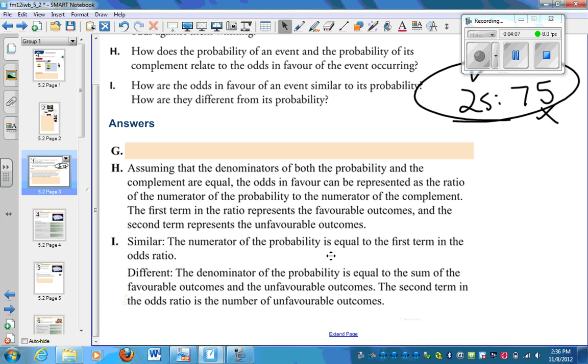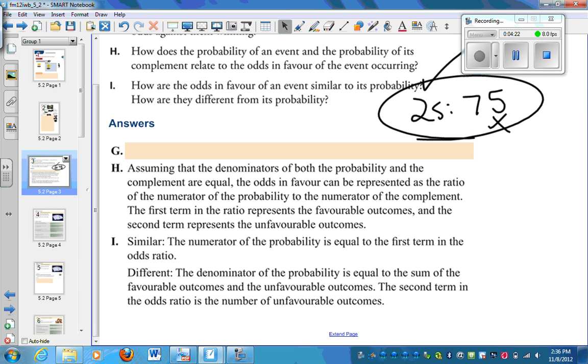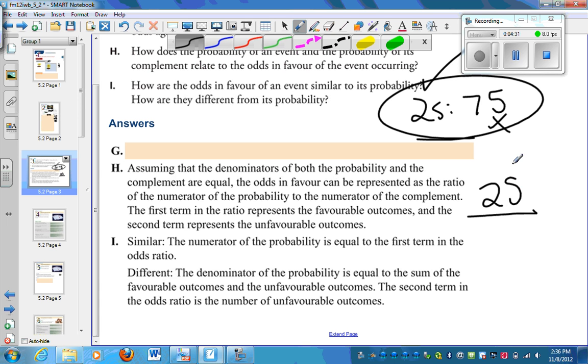The numerator of the probability is equal to the first term in the odds. So we go from 25, which is the same as the numerator. The denominator is equal to the sum, if we add them up, 25 plus 75. This is huge. Okay, so if I only gave you the odds of 25 to 75, I could tell you the probability from the odds. I take the first part of the odds, that's my numerator. I add 75 and 25, and I get my denominator. So my probability is 25%. So this is huge. From odds, we can go to probability. From probability, we can go to odds. And that's what this section is about.